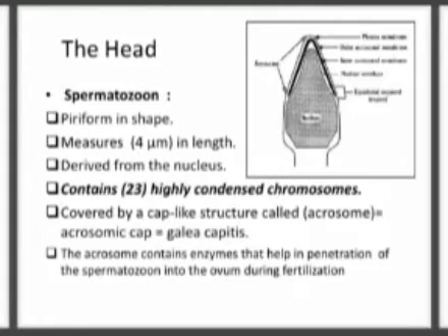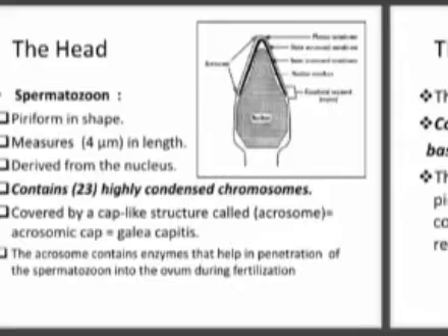The head of the spermatozoon is piriform in shape, measures 4 micrometers in length, and is derived from the nucleus. It contains 23 highly condensed chromosomes covered by a cap-like structure called the acrosome, the acrosomic cap. The acrosome contains enzymes that help in the penetration of the spermatozoon into the ovum during fertilization. The acrosome is derived from the Golgi complex.